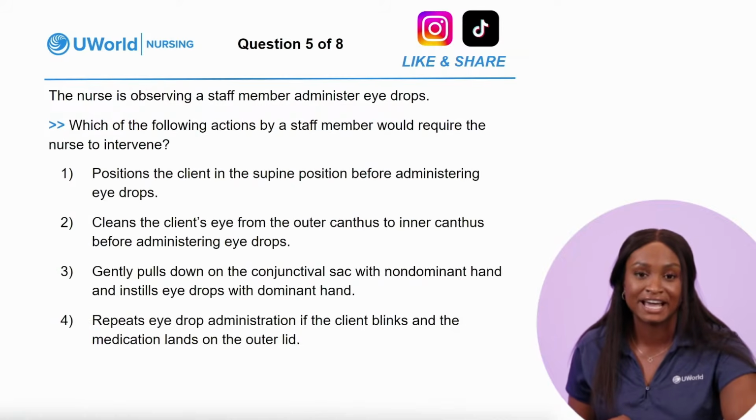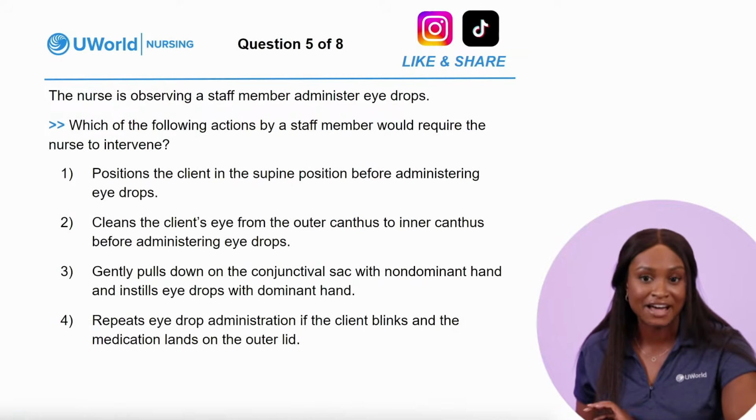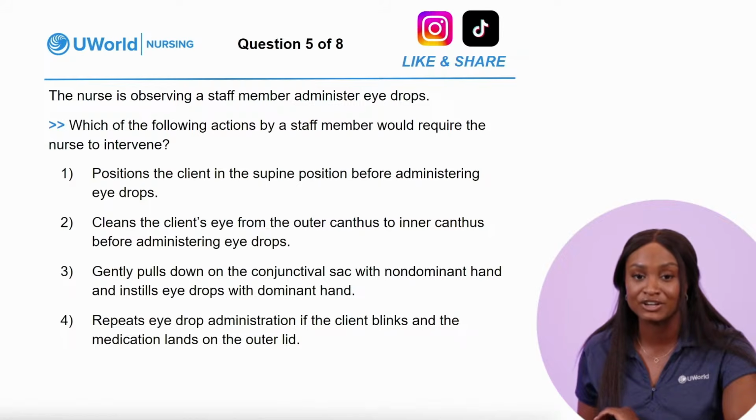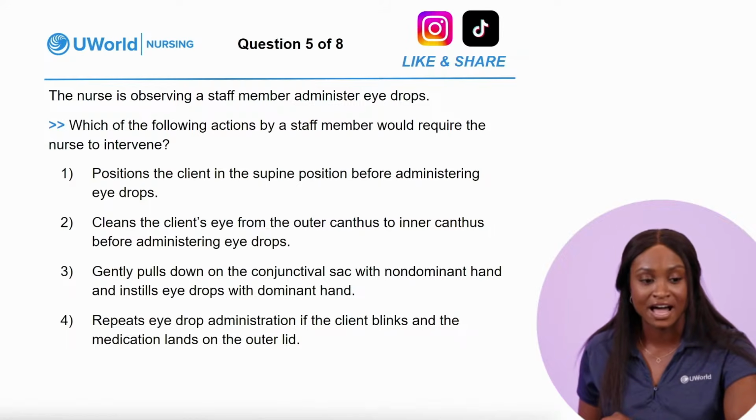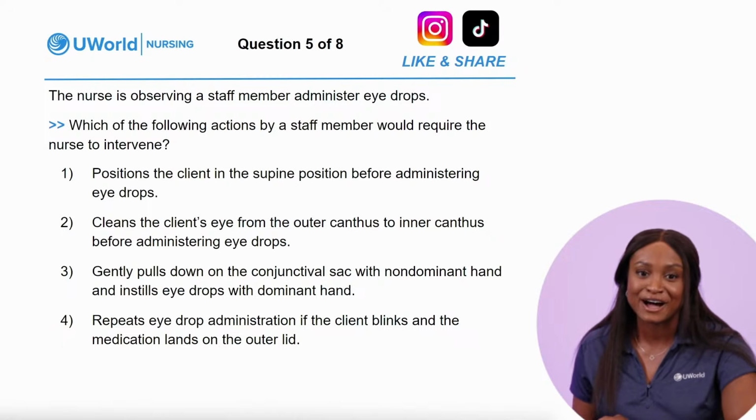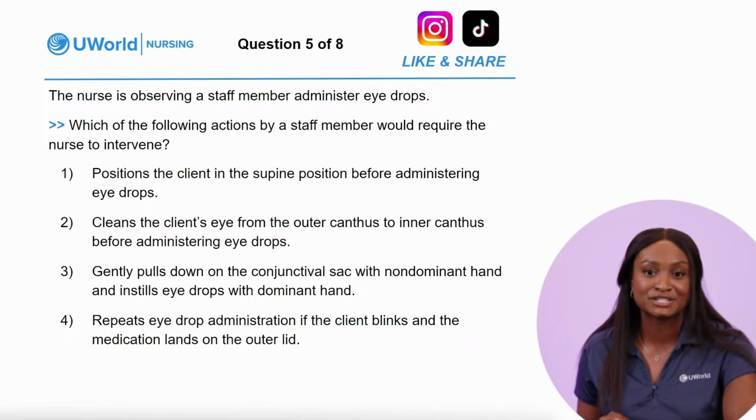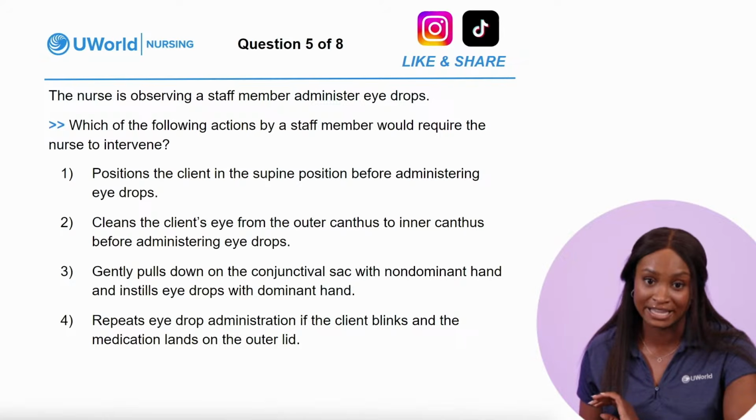Next question. The nurse is observing a staff member administer eye drops. Which of the following actions by a staff member would require the nurse to intervene? I'll do 45 seconds because these answer choices are a little bit longer. Option 1, position the client in the supine position before administering eye drops. Option 2, clean the client's eye from the outer canthus to the inner canthus before administering eye drops.